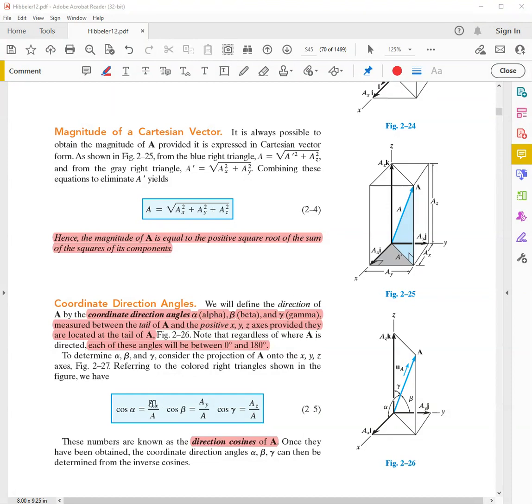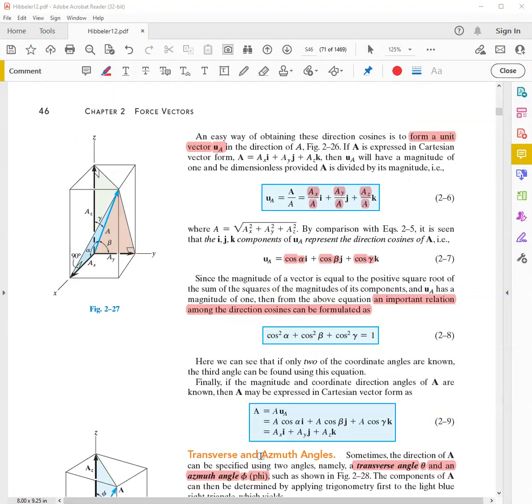So you divide the projection over x-axis of vector A by the magnitude of A, see equation 2.4, to get cosine alpha. For angle beta formed with the y-axis, you divide the projection over y by the magnitude of A, and to get the cosine of the angle gamma formed between the vector and the z-axis, you divide the projection over z by the magnitude. Okay, so again, these are the direction cosines.